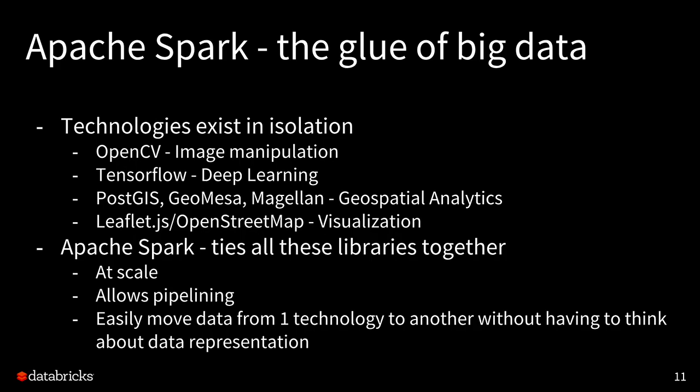So you might be wondering how Spark helps with your geospatial analytics. And the way we see it is Spark is the glue for your big data technologies that exist in isolation. So for every part of your pipeline, you might be using a different package. For example, for image manipulation, OpenCV is really popular. Deep learning, I'm sure everyone has heard of TensorFlow before. And then for geospatial analytics, we have things like PostGIS, GeoMesa, and also Magellan, which is based upon Spark. And visualizations, we're just listing the two that we used for the demo, but there are lots of other visualization packages out there. So, Spark can tie all of these libraries together and help you scale it across multiple machines.